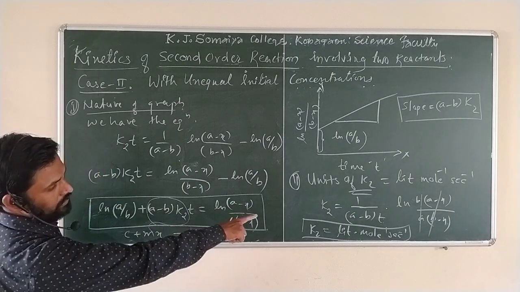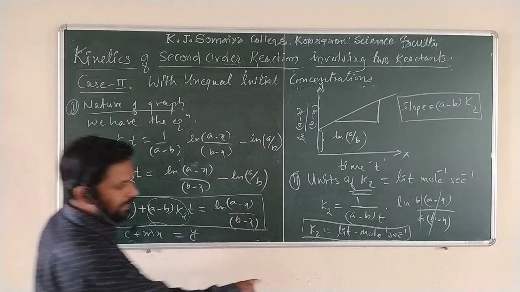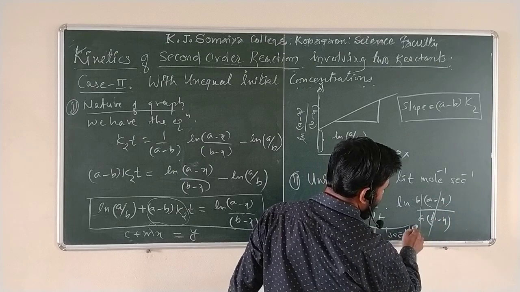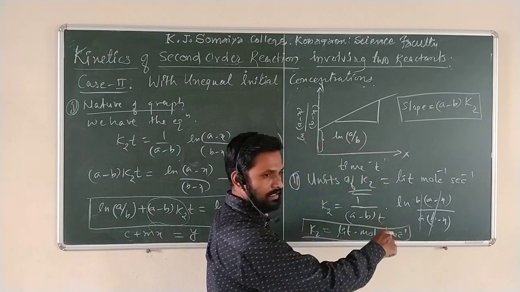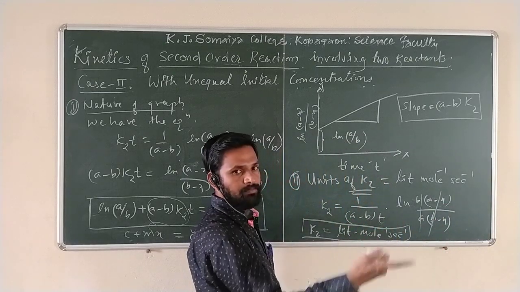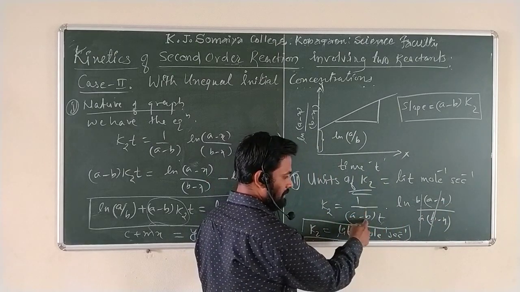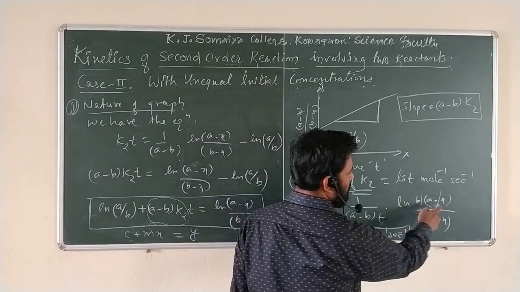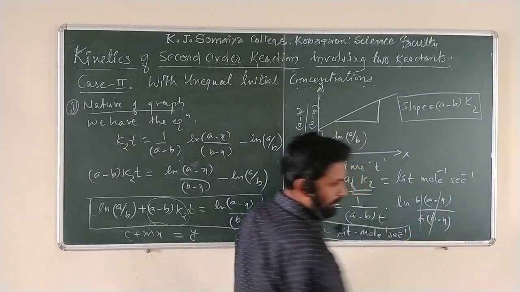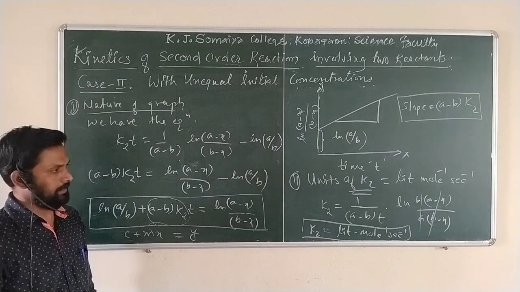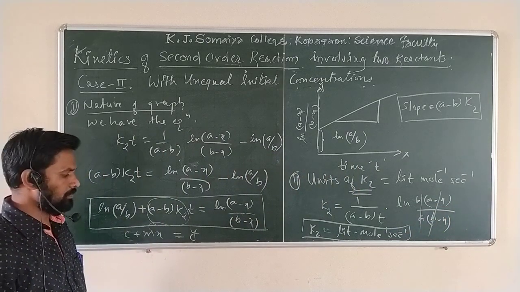That is K2 equals 1 upon A minus B into T, ln B into A minus x upon A into B minus x. In this case, the concentration of A is greater than B. If the concentration of B is greater than A, what will happen? K2 equals 1 upon B minus A into T, ln A into B minus x upon B into A minus x, in such a case where the concentration of B is greater than A. Okay, I hope you understand.